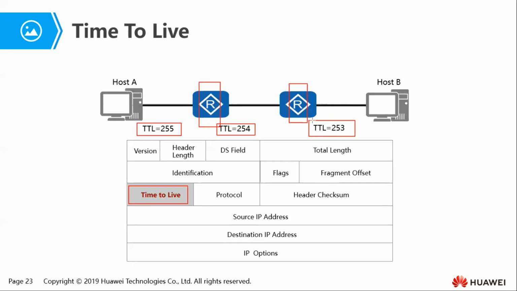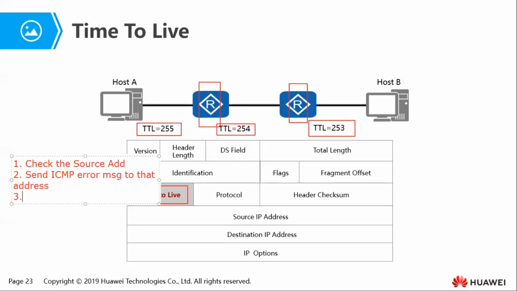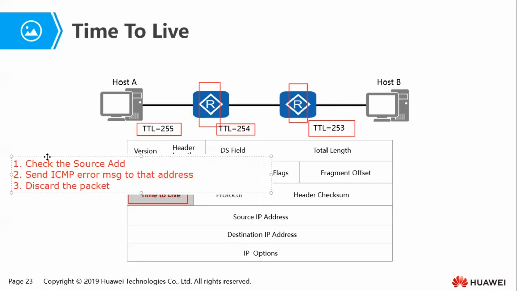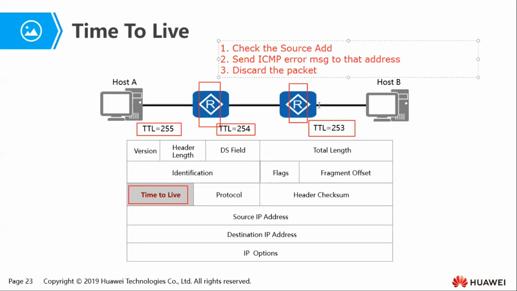Now, if any router receives a packet whose TTL value is 0 after subtracting the 1, then it will do a number of things. Number 1, check the source address. Number 2, send an error message, let me just call it an ICMP error message, to that address. Number 3, discard the packet.